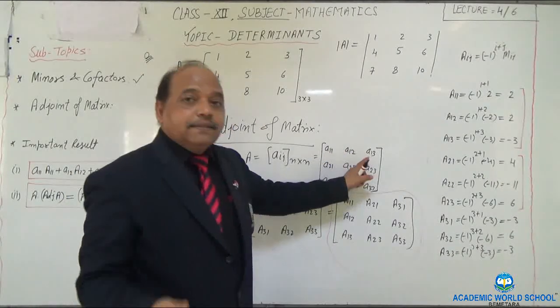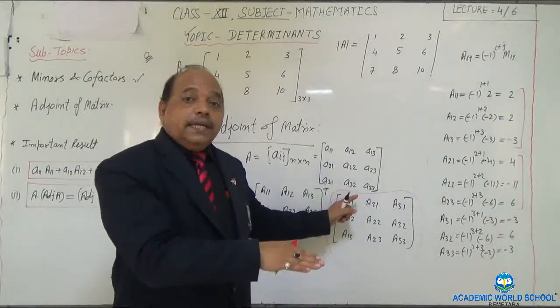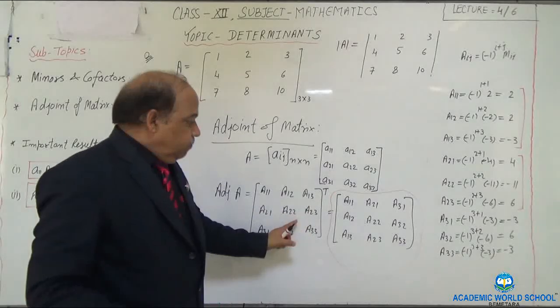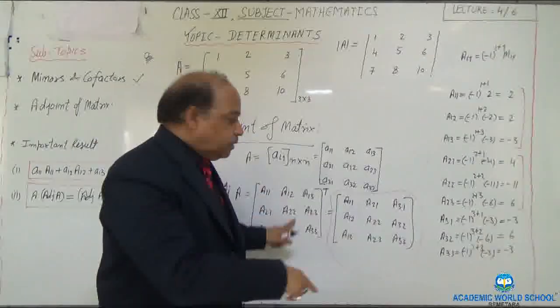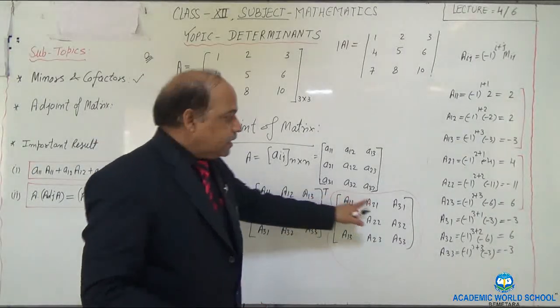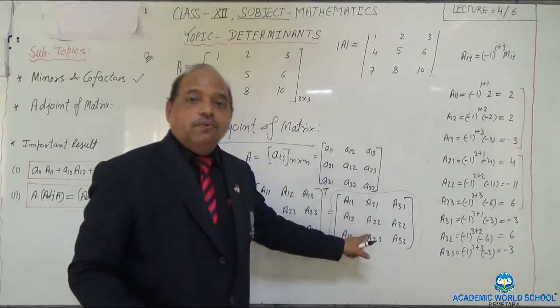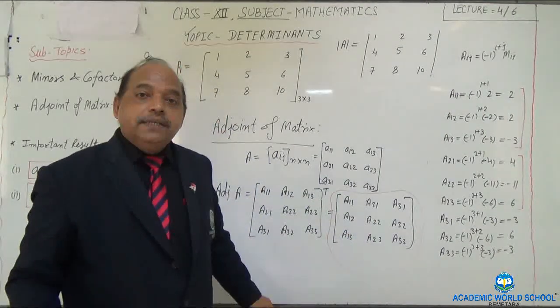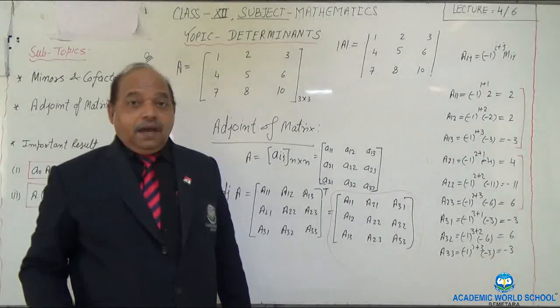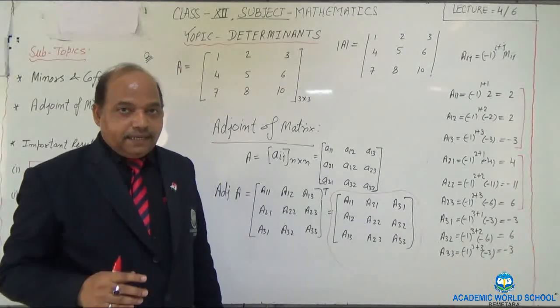Each element is replaced by its cofactor. We got this, then take the transpose of that. After taking transpose, we got this. This is what is called the adjoint of the given matrix. I hope you are able to understand this here.